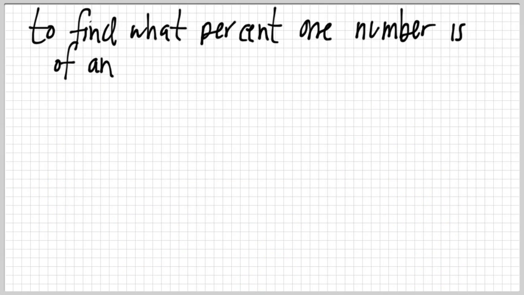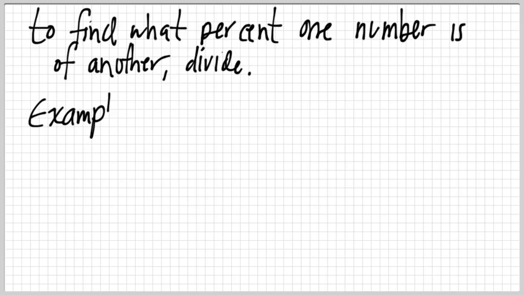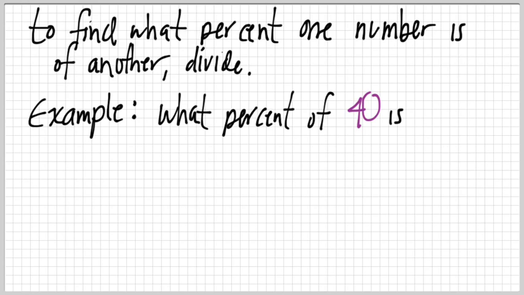Now the last thing we'll do with percentages is find what percent one number is of another, and to do that we divide. For example, what percent of 40 is 8? So 8 is what percent of 40? What portion of 40 is 8? We're going to divide, and what we do is we take the number that we're looking at and divide by the whole amount. So 40 is the whole amount, so we're going to do 8 divided by 40.